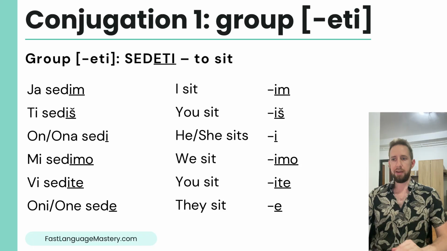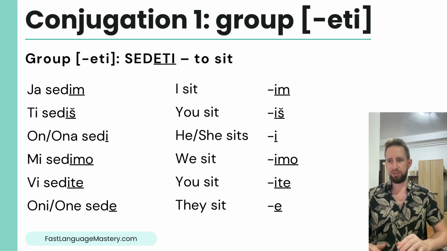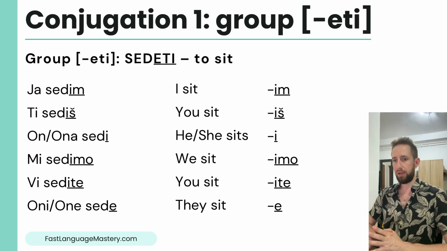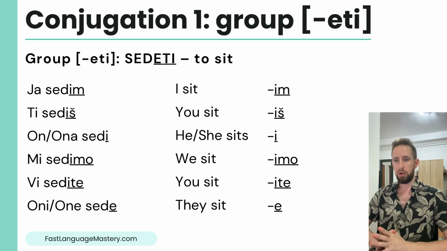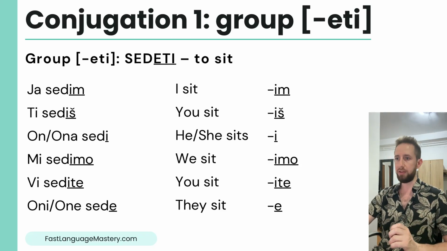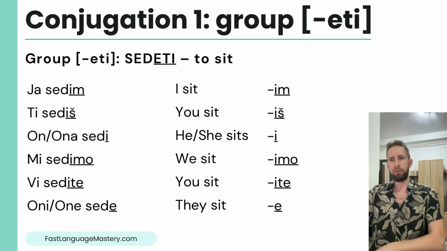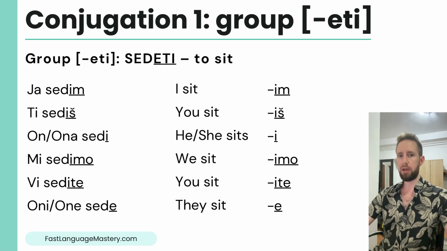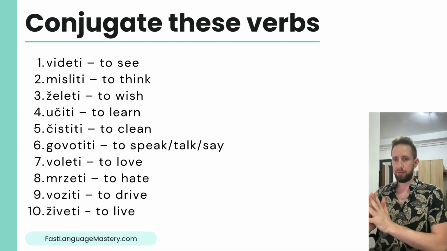Ja sedim, I sit. Ti sediš, you sit. On sedi, he sits. Ona sedi, she sits. Mi sedimo, we sit. Vi sedite, you sit. Oni sede, one sede, they sit. As you can see, the endings are the same as in the group iti. But in the infinitive form, these verbs have the ending eti. Okay?